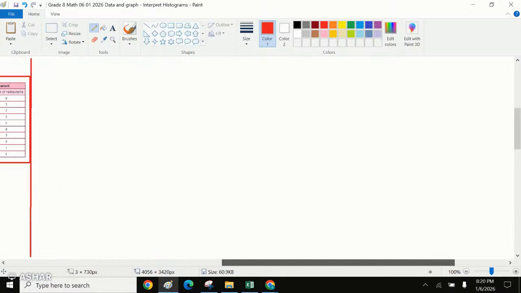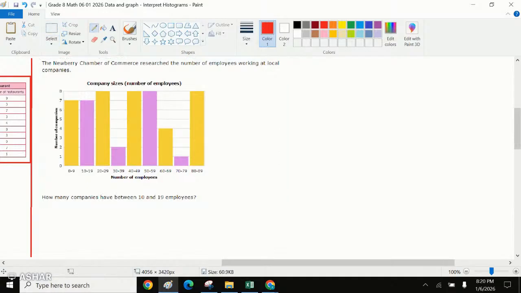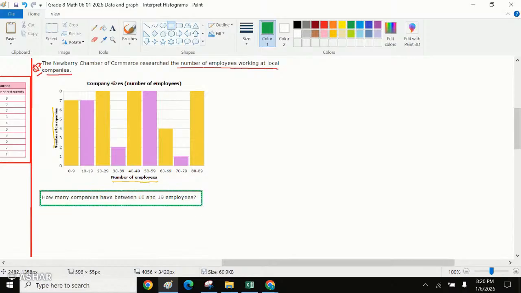For question 7, it says, this is given to us. The Newbury Chamber of Commerce researched the number of employees working at local companies, right? So these must be the labelings: number of employees, number of companies. These are the two labelings for us. They are asking how many companies have between 10 and 19 employees.